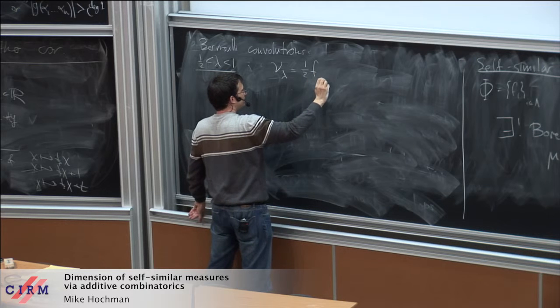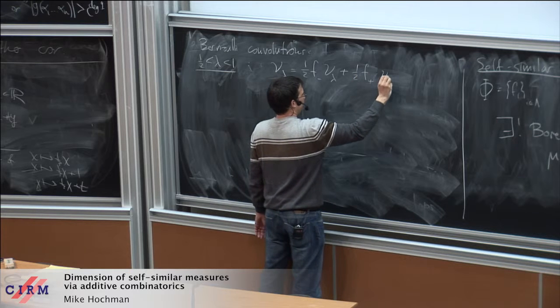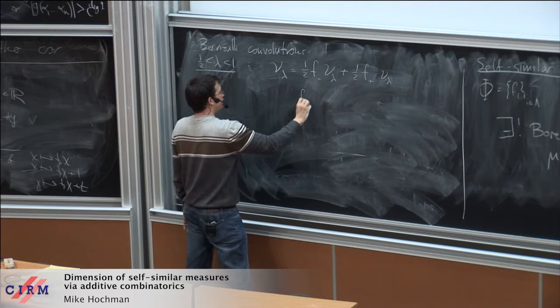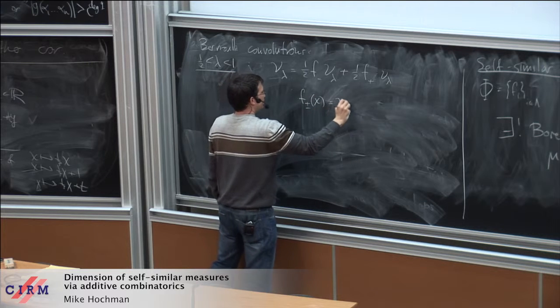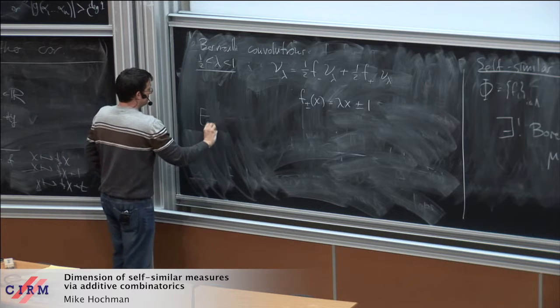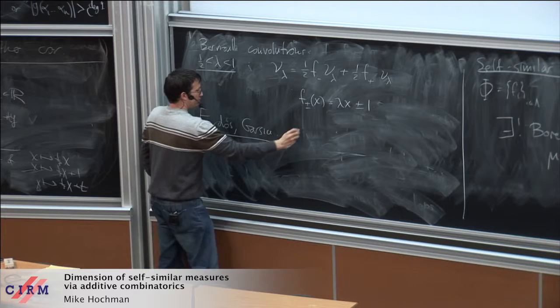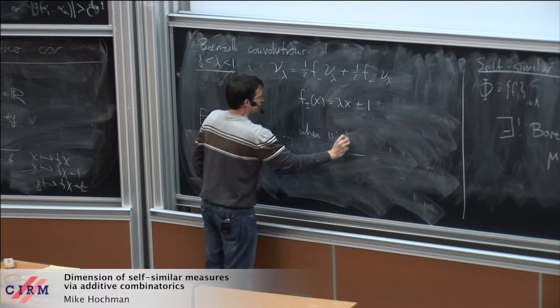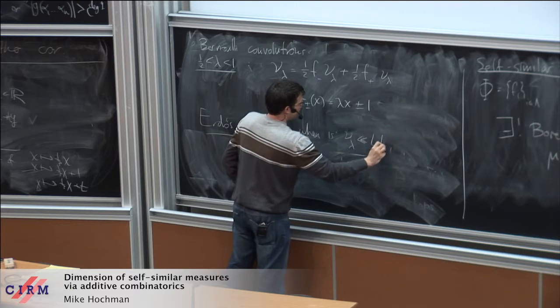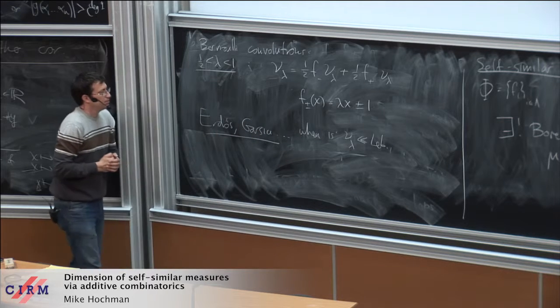It's 1/2 f_minus of ν_λ plus 1/2 f_plus of ν_λ, where f_± of x is λx ± 1. And it's an old problem that goes back to Erdős and Garsia and other people, which asks when is ν_λ absolutely continuous with respect to Lebesgue measure. The world record is basically Solomyak's proof that it is true for almost every λ, although there have been slight improvements by Peres and Schlag.